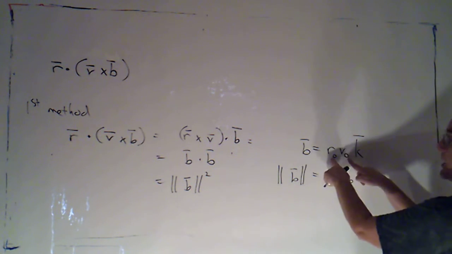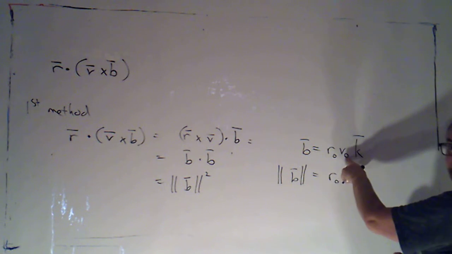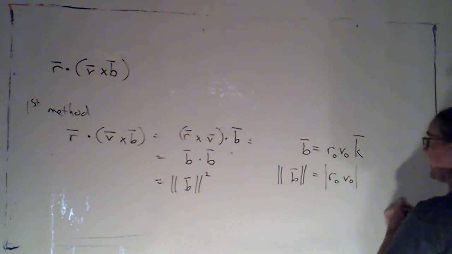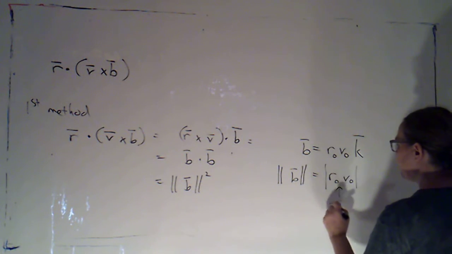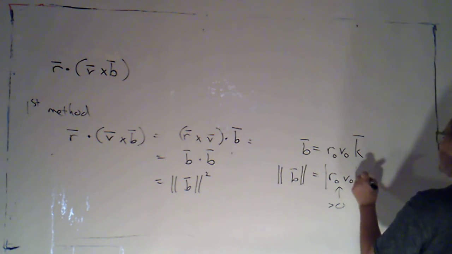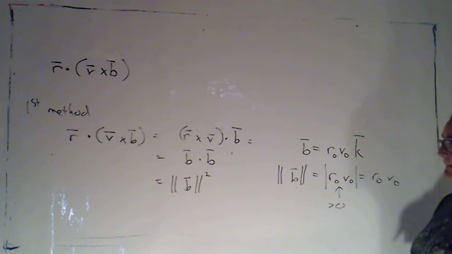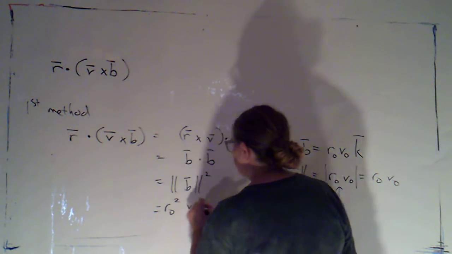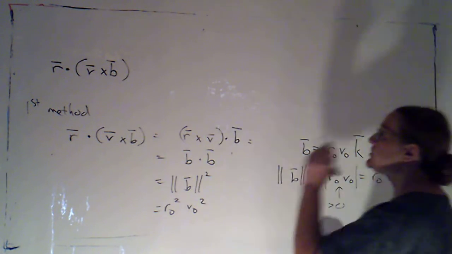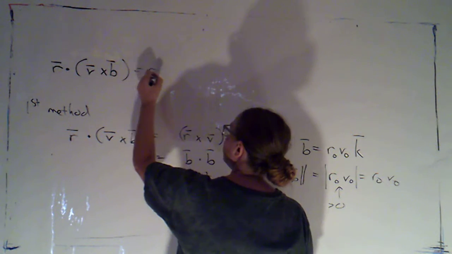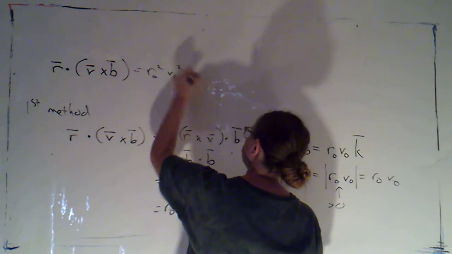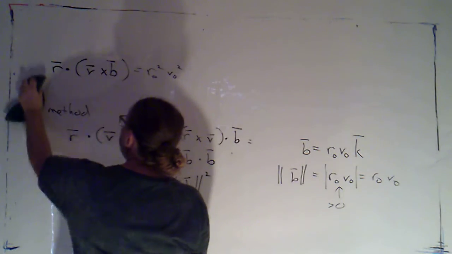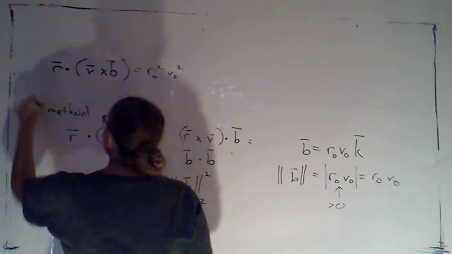Okay. R0 and V0, this is a distance and this is a speed, so they're both positive numbers. Technically, I suppose I could say it's the absolute value, but these guys are both bigger than zero, so I'm just going to get R0, V0. Okay. So the magnitude of B squared is just R0 squared, V0 squared. So that's my first characterization of this scalar triple product. Now we're going to do it using a second method.